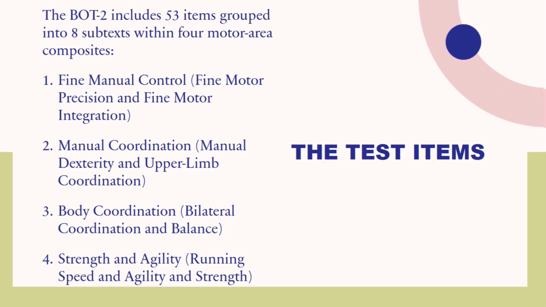The BOT-2 includes 53 items grouped into 8 subtests within 4 motor area composites. Number 1, the fine manual control, which includes the subtests of fine motor precision and fine motor integration. Number 2, the manual coordination section, which includes subtests of manual dexterity and upper limb coordination. The third is body coordination, whose subtests include bilateral coordination and balance. And the fourth and final is strength and agility, whose subtests include running speed and agility, and strength.